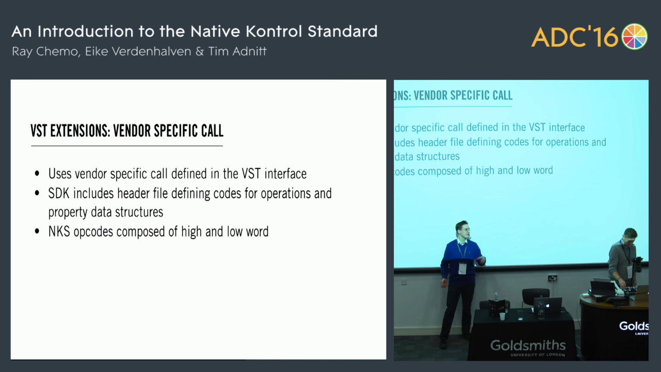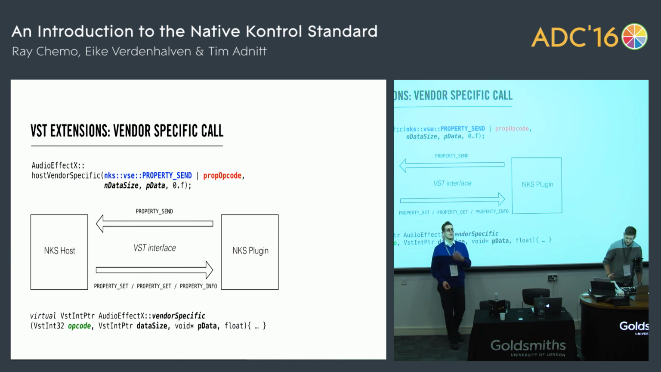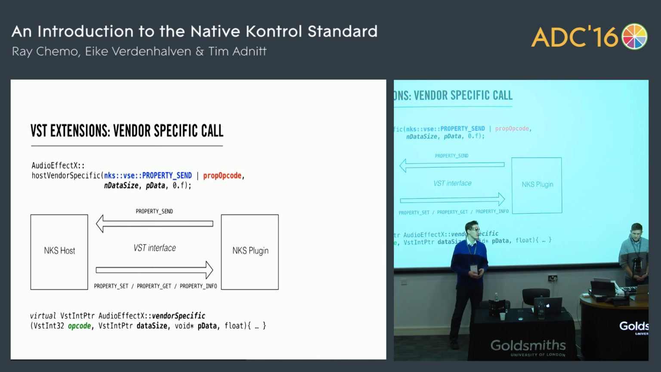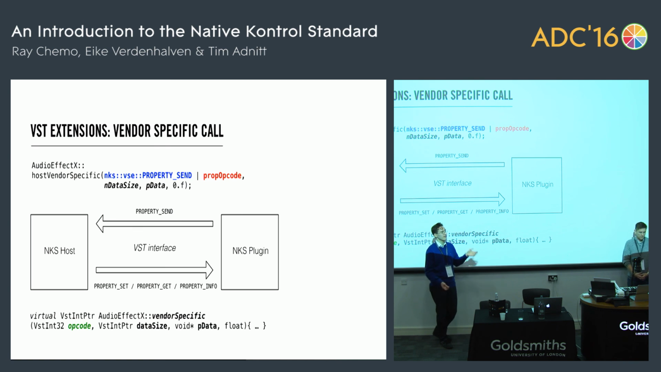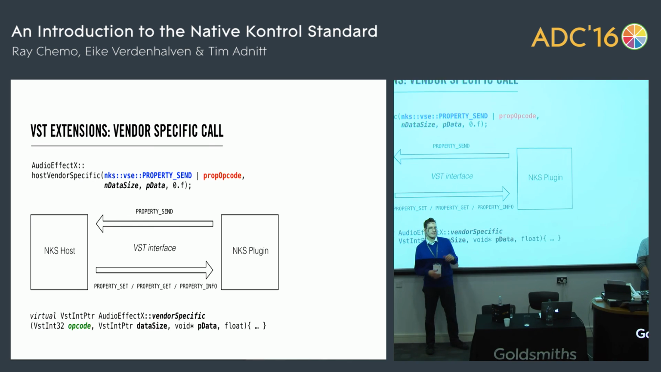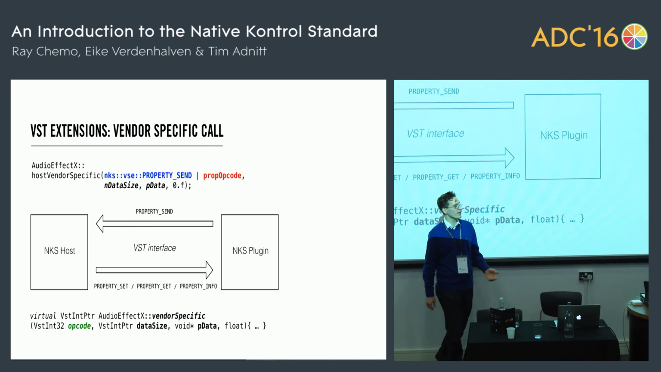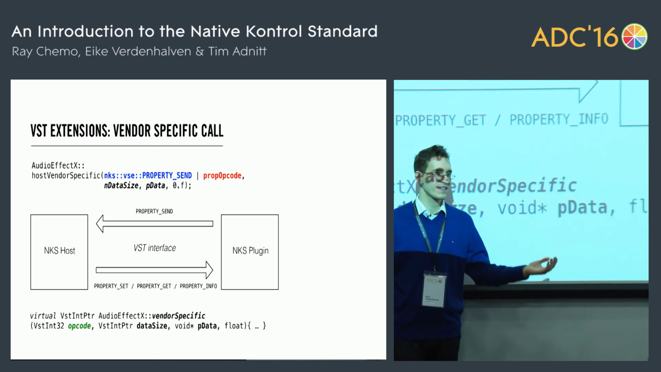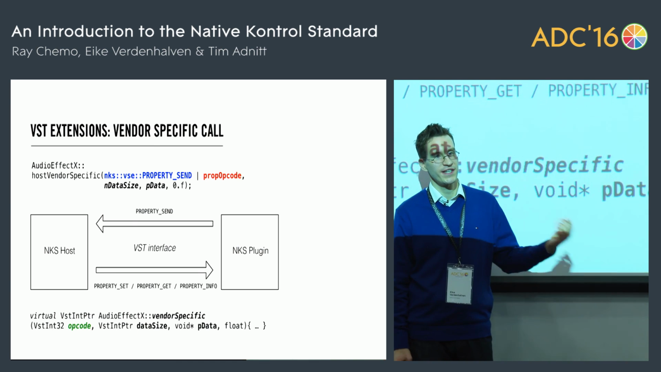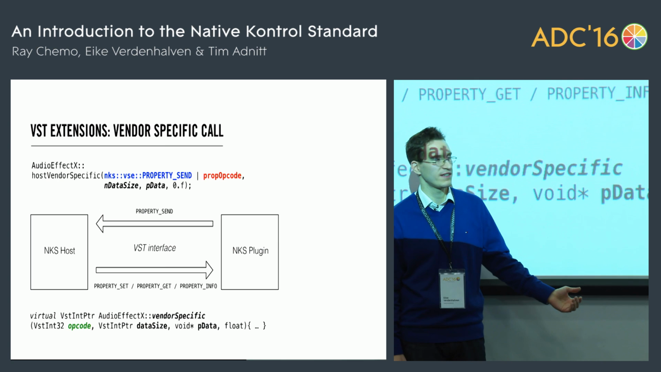You combine these using a high-low word logical OR combine to form an NKS opcode, which is then transmitted over the vendor-specific call in the VST SDK. So here, in a nutshell, we see on the one hand the plugin and the host, and we have a communication from the plugin towards the host, which uses the property send command. You bring over this call by implementing the vendor-specific call from the SDK. And on the other hand, the host can access, that is query with a get, or change with a set command, properties on the plugin.